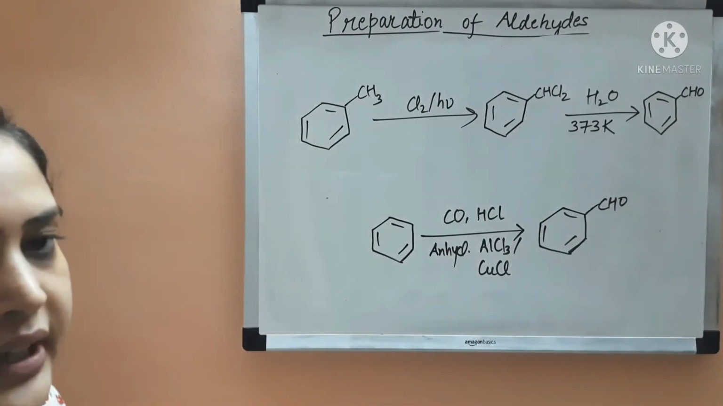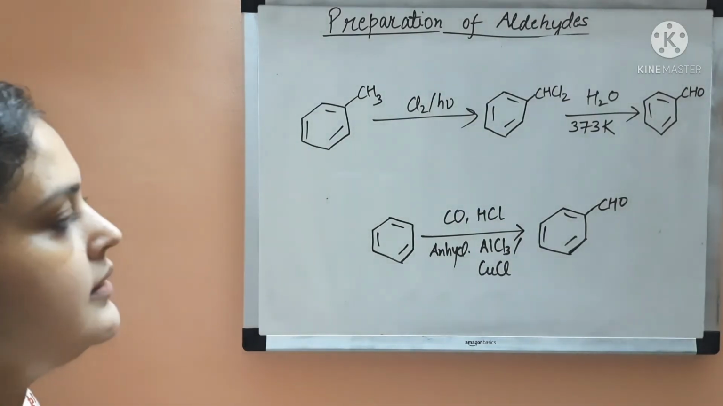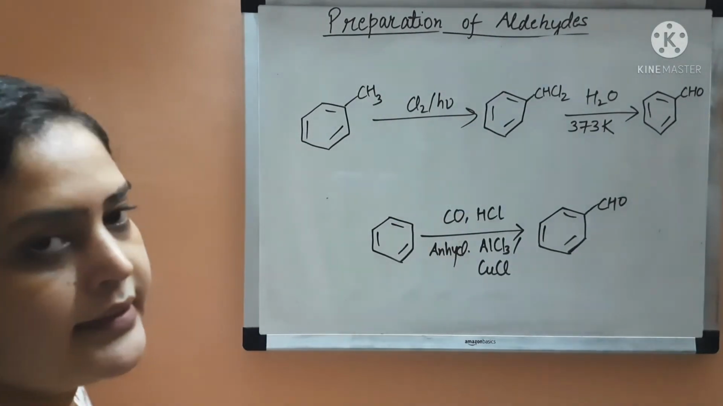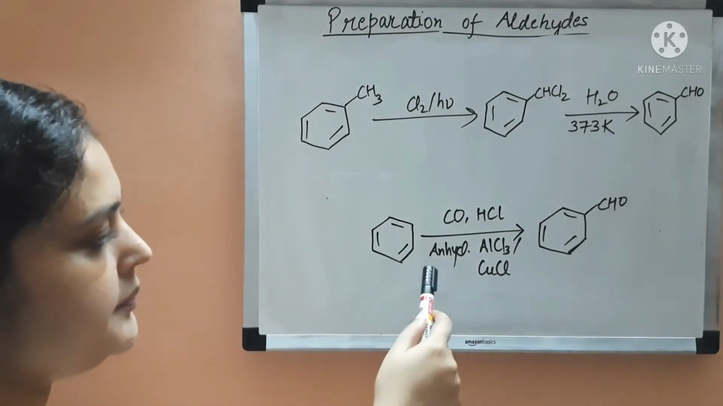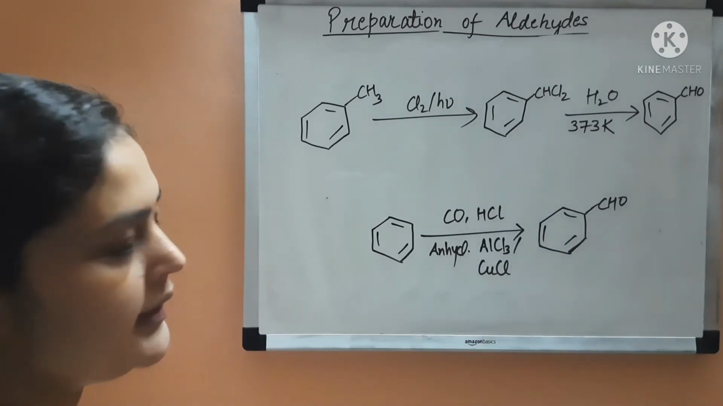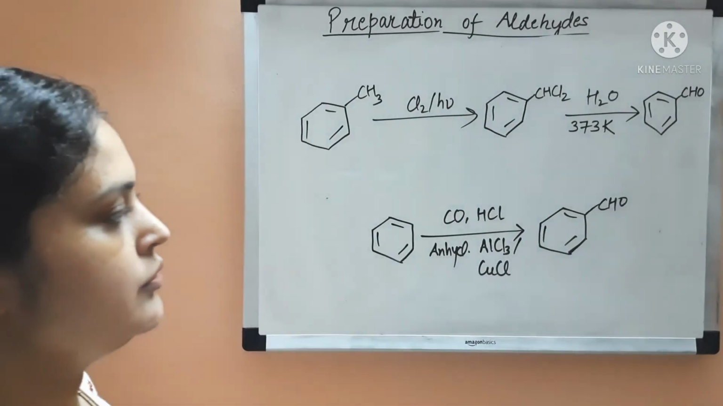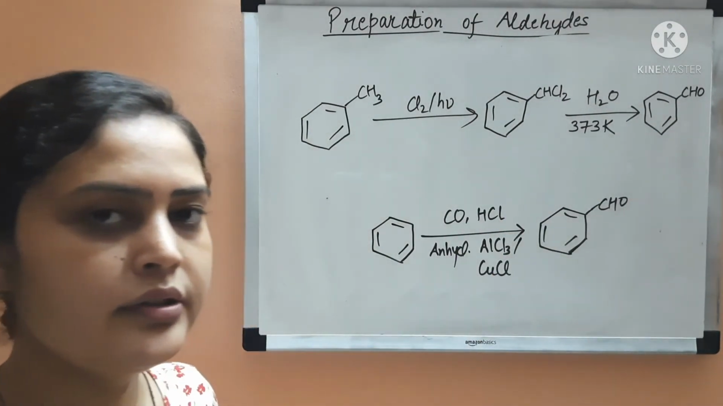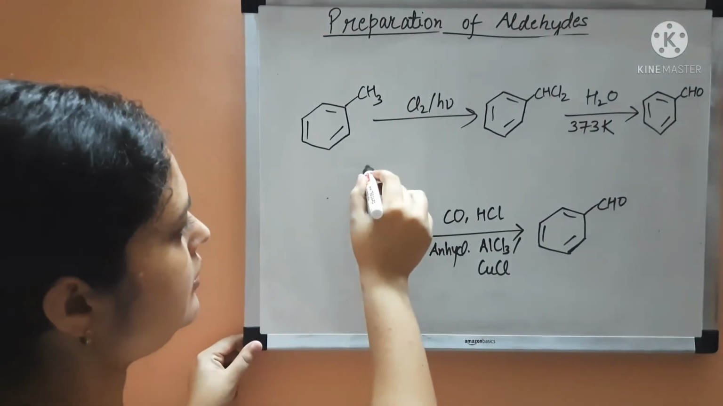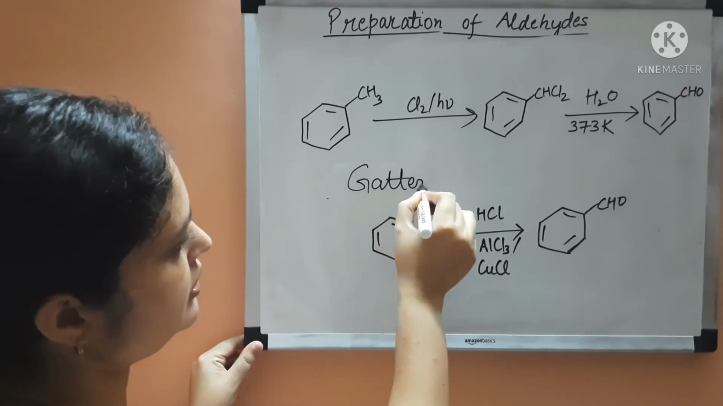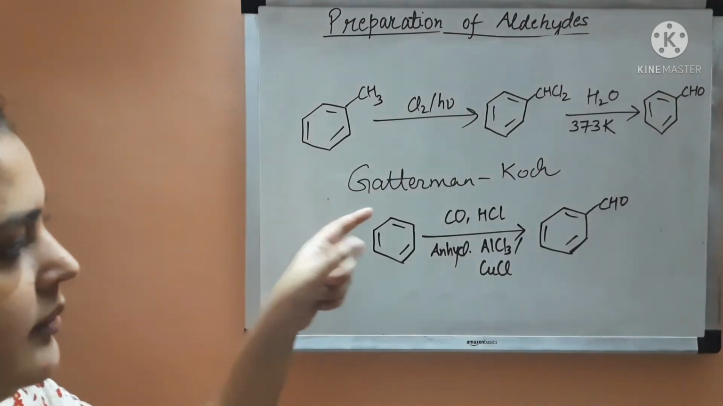The next reaction is also a name reaction. Here we take benzene or substituted benzene and add carbon monoxide, CO, and hydrochloric acid, HCl, in the presence of anhydrous aluminium chloride, AlCl3, or cuprous chloride, CuCl, to produce benzaldehyde or substituted benzaldehyde. This name reaction is the Gattermann-Koch reaction.